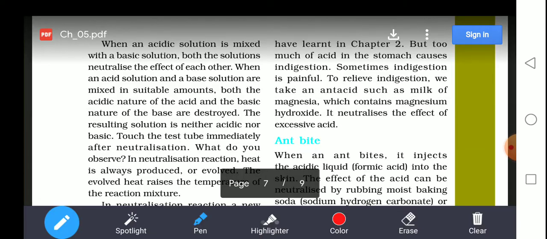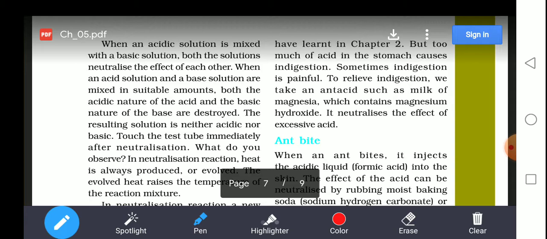But too much acid in the stomach causes indigestion. When there is an excess release of acid, it leads to indigestion, and sometimes indigestion is painful. To relieve indigestion, we take an antacid. Antacid is used when there is excess release of acid, such as milk of magnesia.